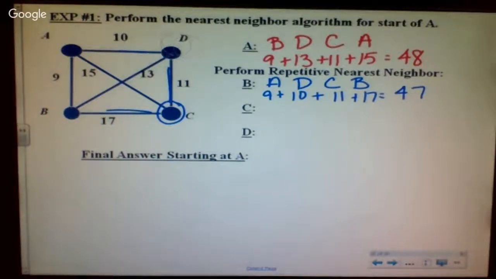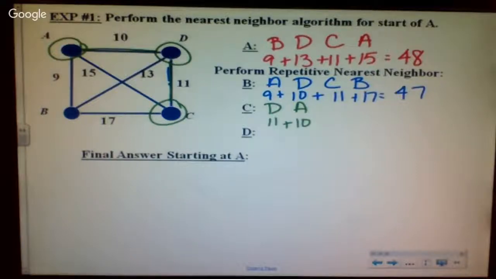We're going to do the same thing, but this time I'm going to start at C. If I start at C, my nearest neighbor is D. There's 11. Go over to A. That's 10. I then have to go to B because I haven't been there yet. And then back to C. 47 again. Okay.